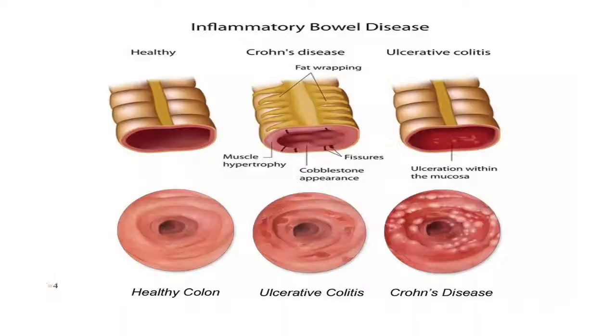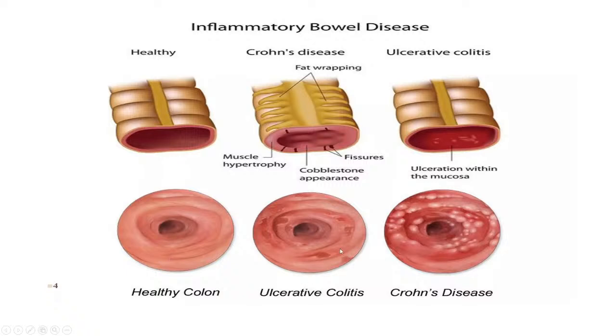Now as you can see in the picture, this is a healthy colon, while in Crohn's disease you can see that there is a wrapping of fat around the colon and there is formation of fissures, there is cobblestone appearance, and there is muscular hypertrophy, which are the characteristic features of Crohn's disease. While in ulcerative colitis, as you can see, the colon is thinned out and there is ulceration within the mucosa. So fissures, cobblestone appearance, muscle hypertrophy, fat wrapping are seen in Crohn's disease, while in ulcerative colitis there are only ulcers in the mucosa.